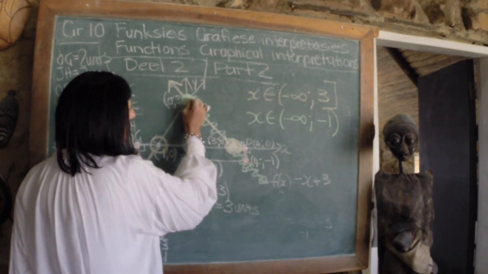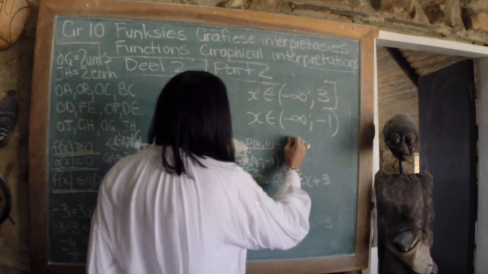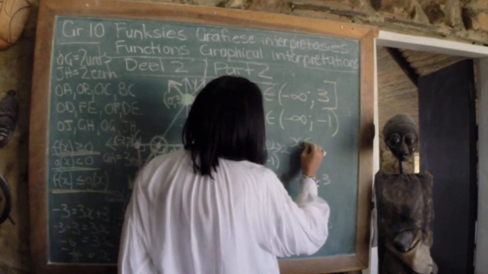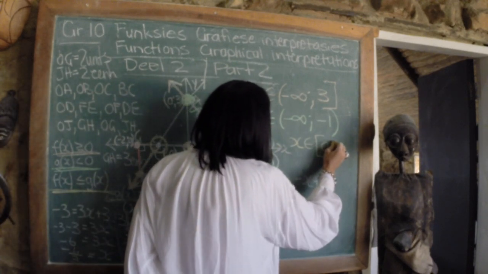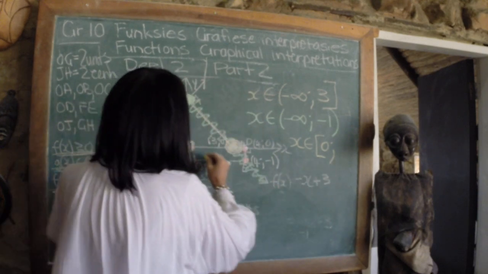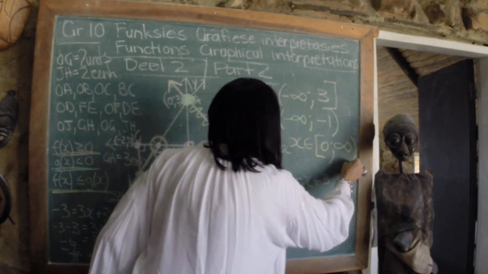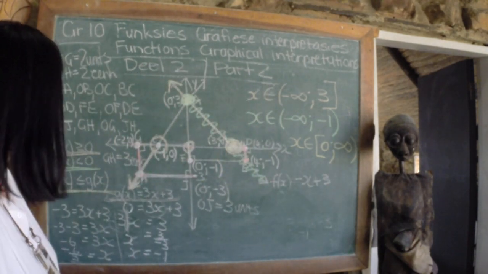Hierso is x gelyk aan 0. So dit is waar x, ons is gelyk aan by, so dis 'n vierkantige hakie vanaf 0 tot en met forever. Plus oneindig, nou is nie ingesluit nie.